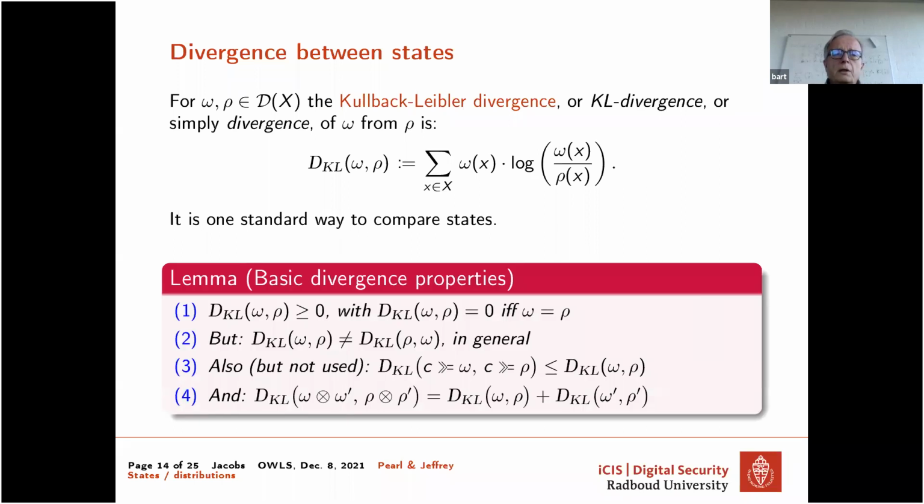And there are some basic results about this: the divergence is positive, and it's 0 if the two states or distributions are equal. It's not symmetric, so it's not a metric distance. That's why it's called divergence and not distance. It behaves nicely with respect to state transformation. So if I transform omega and rho along a channel C, the divergence does not increase. And also if I put states in parallel, I haven't explained what this is, but this can be expressed nicely with respect to this KL divergence.